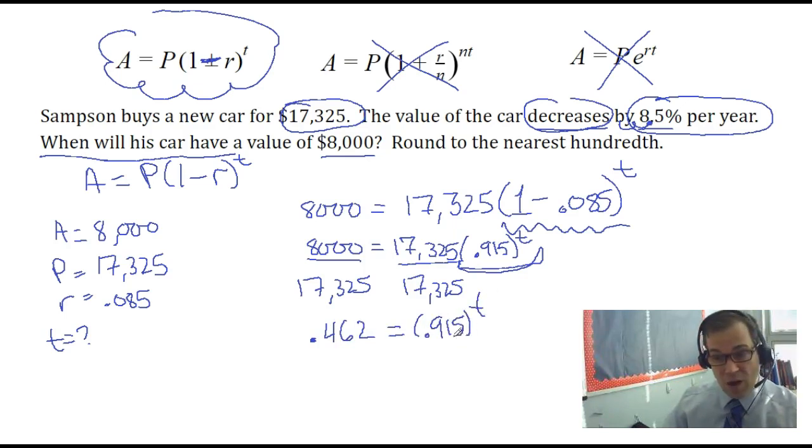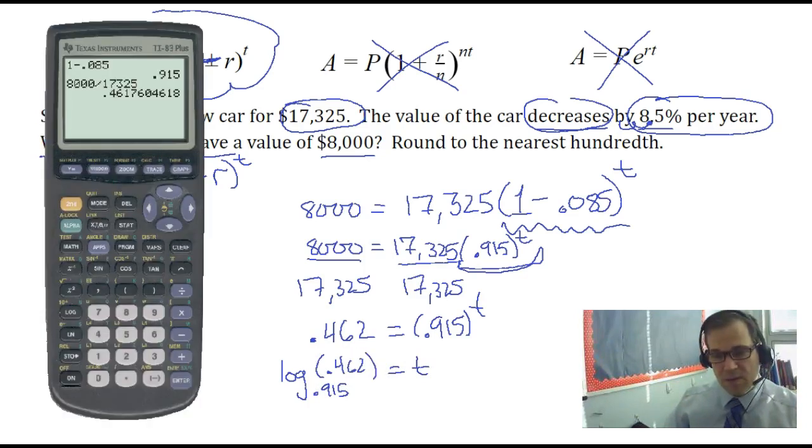And now I got to switch to log form. And my question is, what's the base and where's the exponent go? So the base is 0.915. Log of base 0.915 equals t. And the 0.462 goes here. And now I do have to use a change of base formula. So it'll be the log of this, the answer that I just had, divided by the log of 0.915.